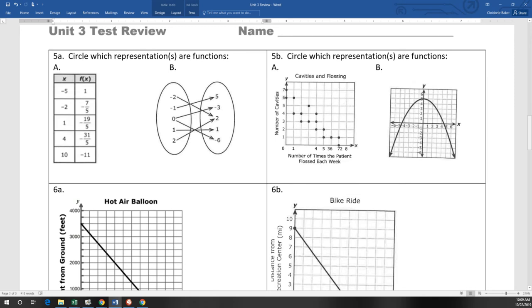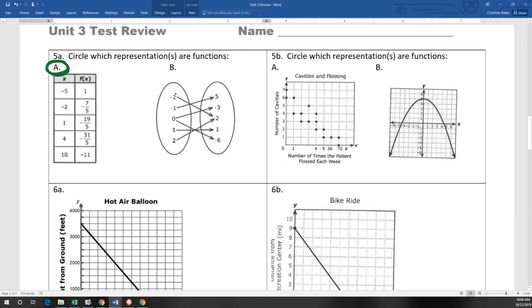Circle which representations are functions. So for a function, there's a couple of things that we're looking at. We are looking at if we pass the vertical line test, if we're a graph. We're looking at if we have repetition. So let's look at our X's and Y's here in this table. All of our X's are distinct and all of our Y's are distinct. They're different. So we don't have any repetition. So we're going to go with yes on this one.